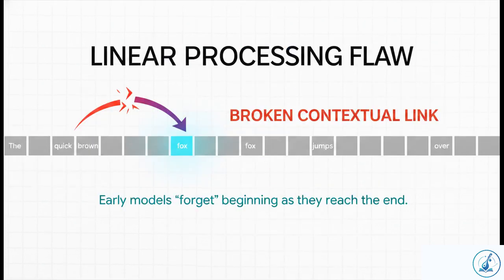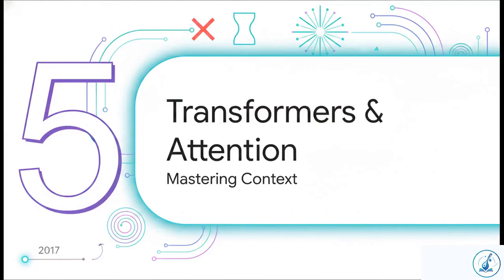So, we had conquered images, but AI hit yet another wall, this time with broad language. Early deep learning processed text linearly, just word by word, making the models notoriously bad at remembering context if words were too far apart in a paragraph. Section 5. Transformers and Attention, Mastering Context. To fix this linear bottleneck, researchers in 2017 introduced a revolutionary mathematical concept.